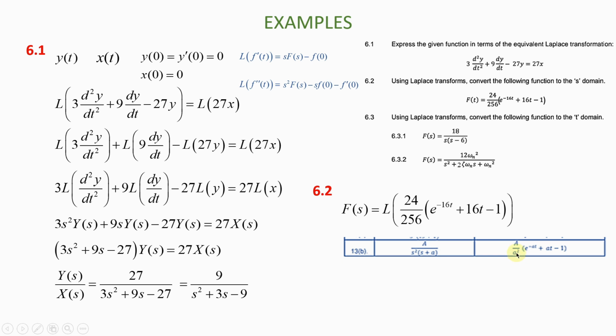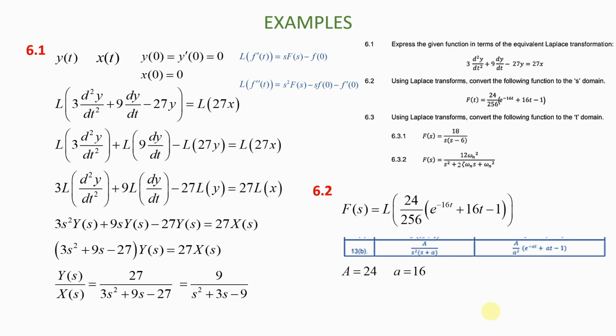And therefore, a squared is 256, because if you do 16 squared, that's 256. And capital A that you see there is 24, okay? And so this is what you can do by inspection. That's how you use the table of Laplace transforms, okay? You use it by inspection.